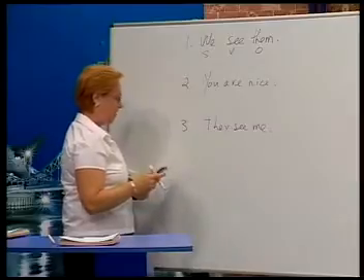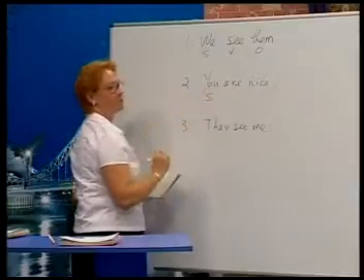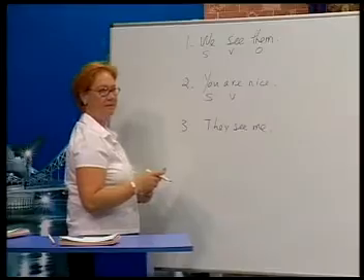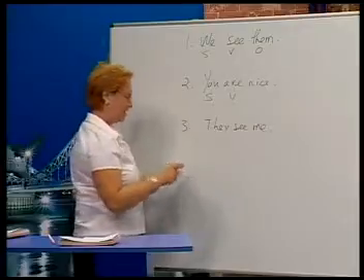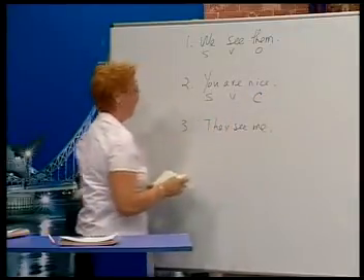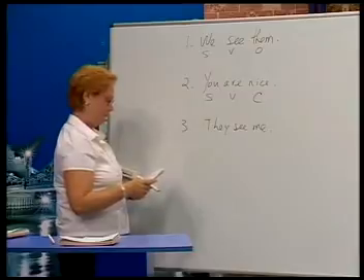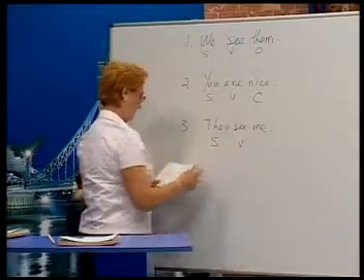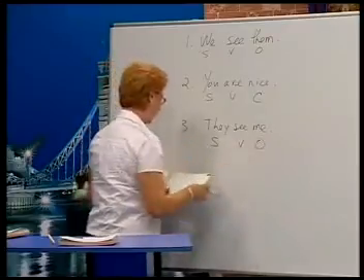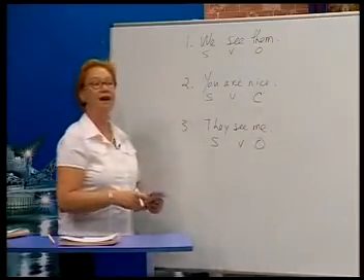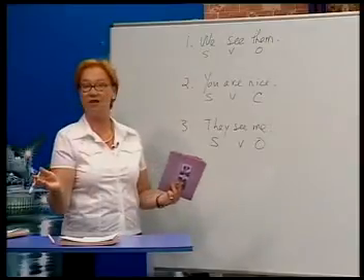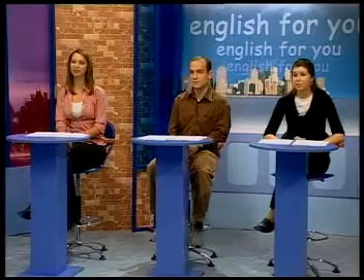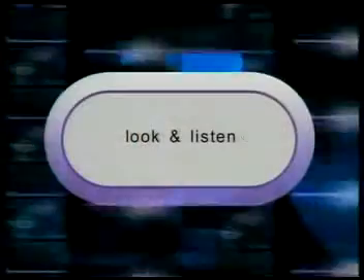Okay, now Ali. You is the subject. Are is the verb. Nice is the object. No, the complement. Yes, good. Okay. All right, Isabel. They is the subject. See is the verb. And me is the object. Yes, very good. Okay, now, do you understand sentence structure? Yes, we do. Okay, very good.